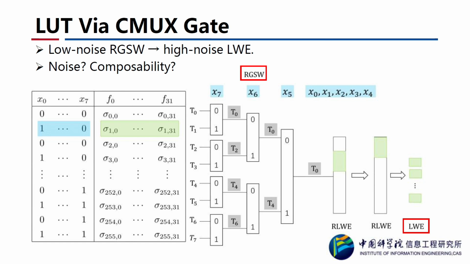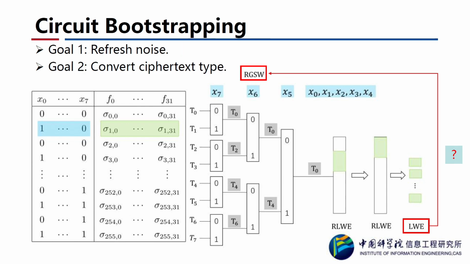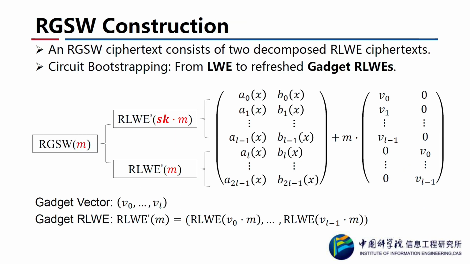However, the circuit bootstrapping is very expensive because it aims to refresh the noise first, and it also needs to convert the ciphertext from LWE to RGSW. So how to construct an RGSW ciphertext? An RGSW ciphertext consists of two decomposed RLWE ciphertexts. So if we want to do circuit bootstrapping, we should begin with a high noise LWE and construct these two gadget RLWEs.